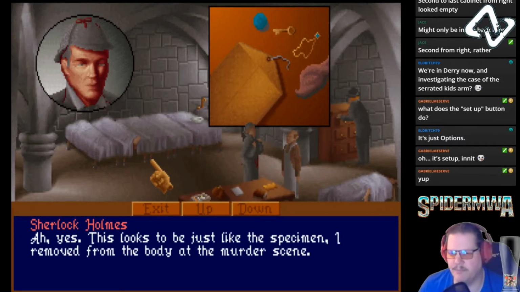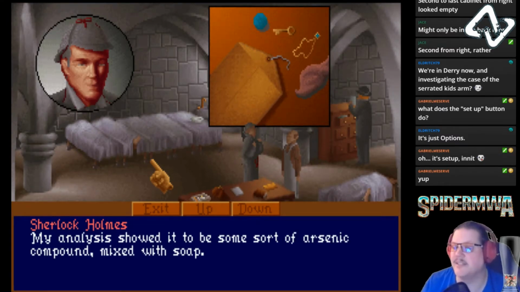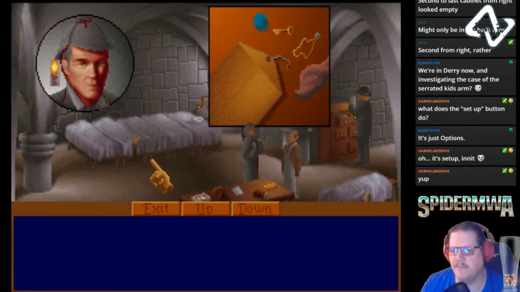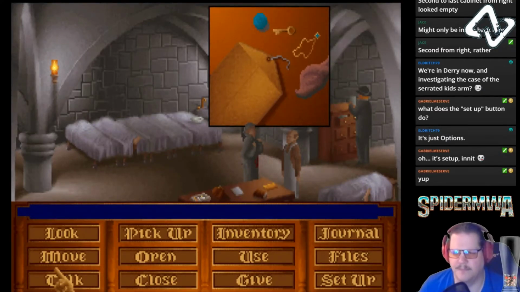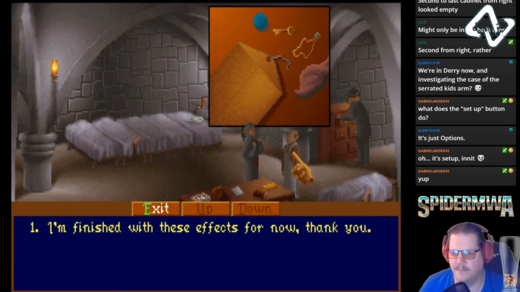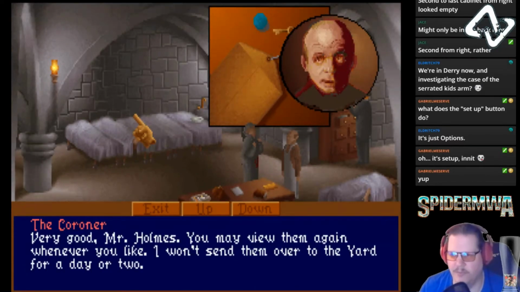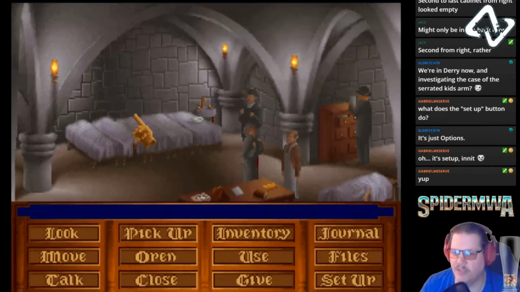Ah yes, this looks to be just like the specimen I removed from the body at the murder scene. My analysis showed it to be some sort of arsenic compound mixed with soap. That's a peculiar combination. I can tell you that arsenic had nothing to do with the cause of death. Thank you, Doctor. I'm finished with these effects for now, thank you. Very good, Mr. Holmes. You may view them again whenever you like. I won't send them over to the yard for a day or two.